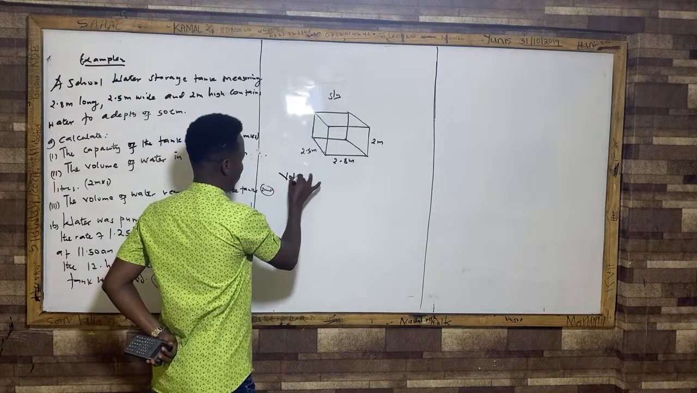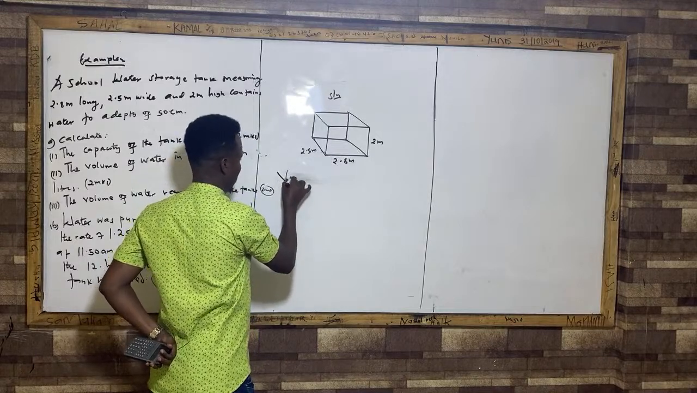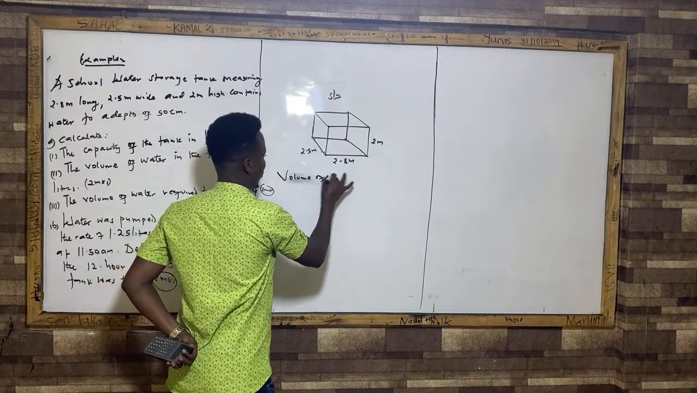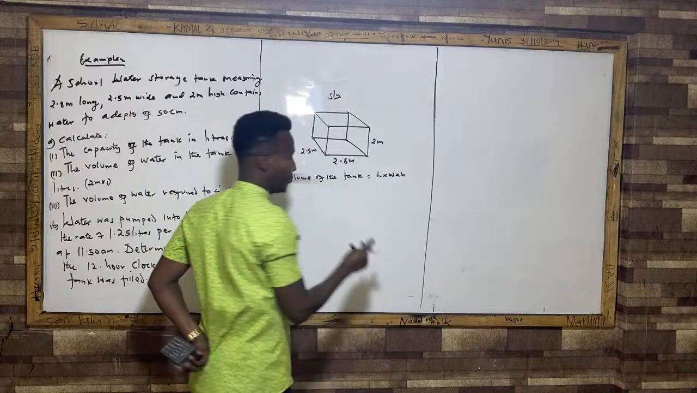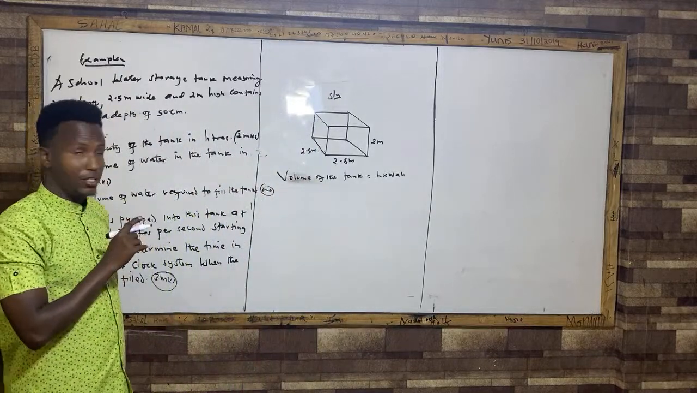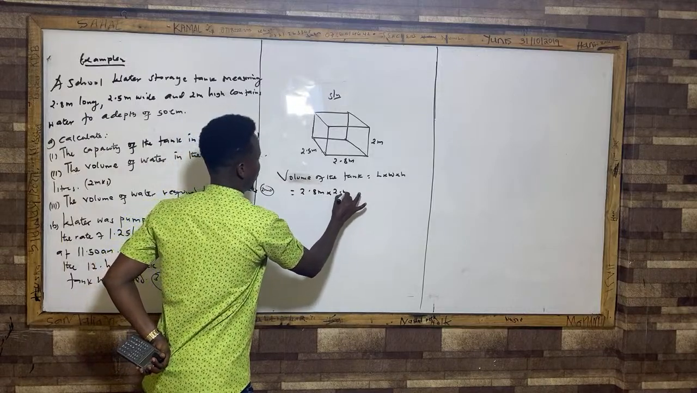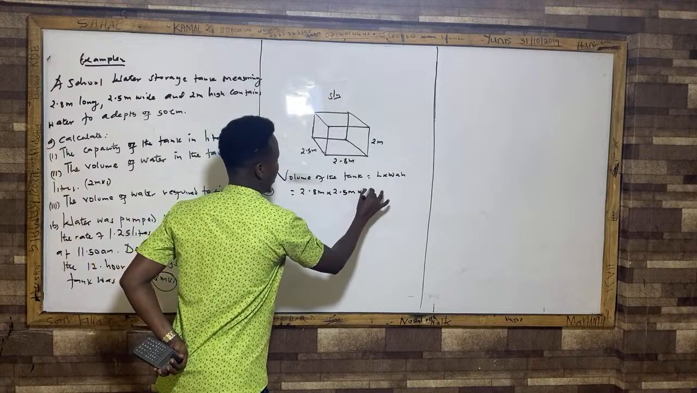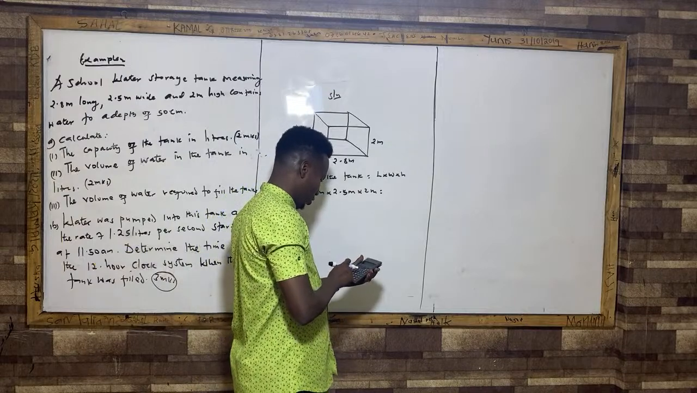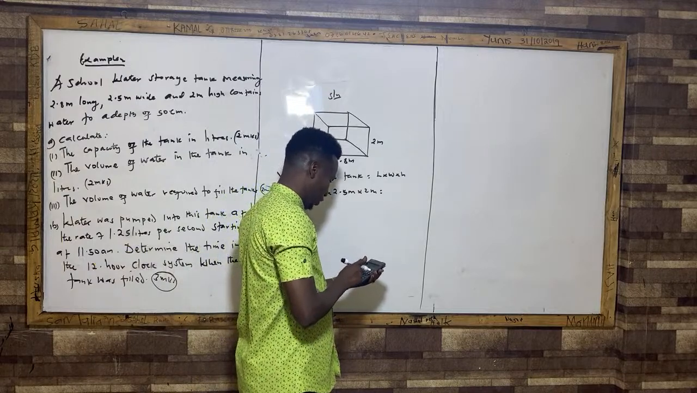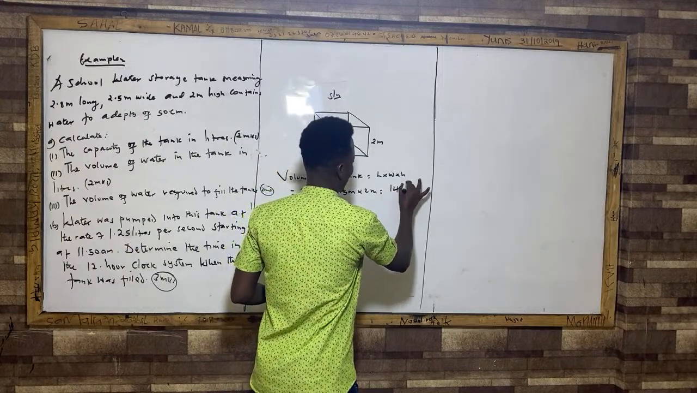So I'll say volume of the tank. It will be length times width times height. Make sure you write the formula. Or you can say base area times height, which is now 2.8 meters times 2.5 meters times 2 meters. It will give us how much? 2.8 times 2.5 times 2 is 14 meters cubed.